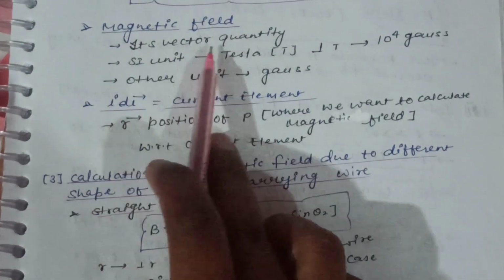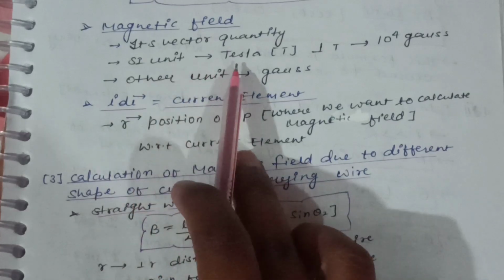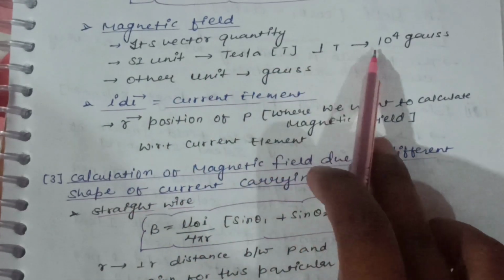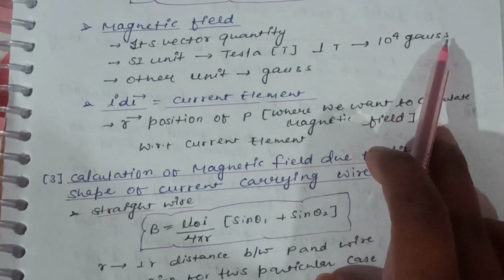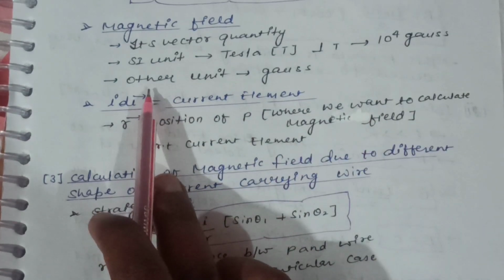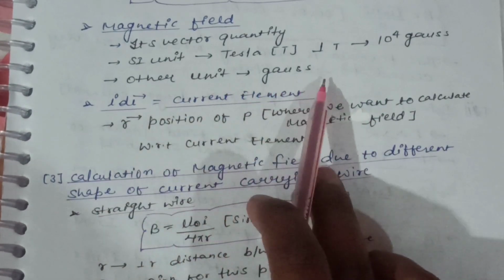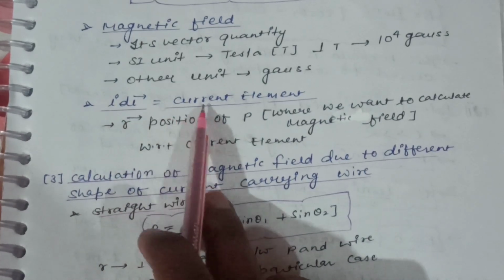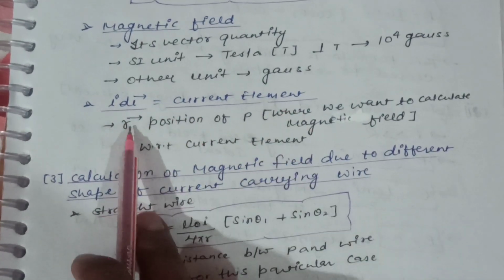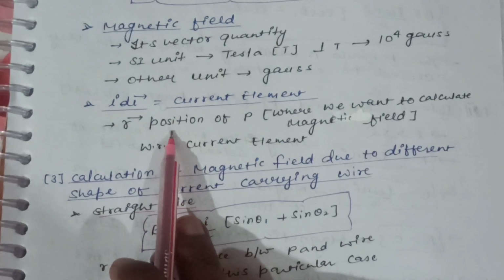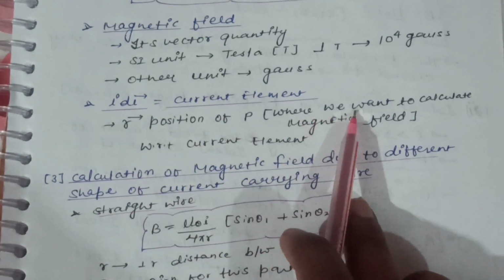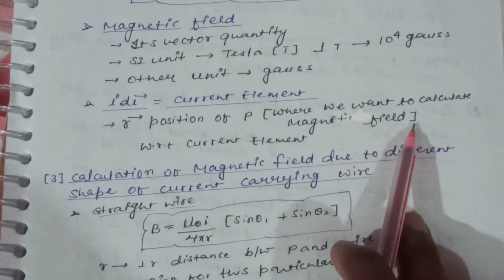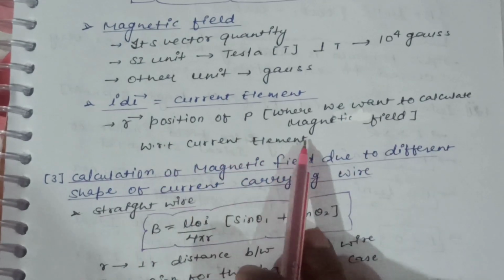Magnetic field is a vector quantity. SI unit Tesla. 1 T is equal to 10 to the power 4 Gauss, the other unit. I dL vector is the current element, r vector is the position of P where we want to calculate the magnetic field with respect to the current element.